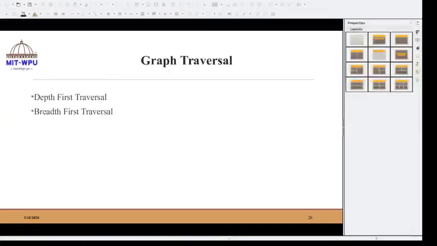As we already discussed, the traversal can be categorized into two categories. One is the depth first traversal and another one is the breadth first traversal. So what is the depth first traversal? Before we go for this depth first traversal, let's have a brief idea about traversal techniques. To visit each and every node in a tree, we have called it a traversal. Similar thing is there in a graph also.